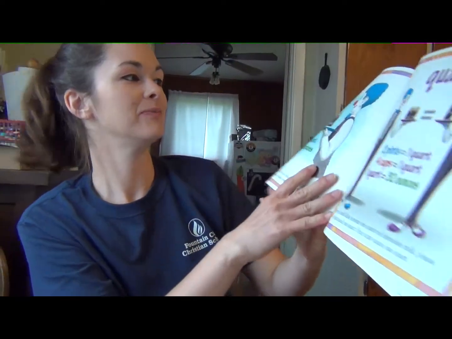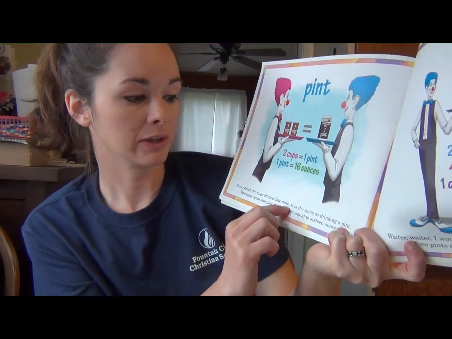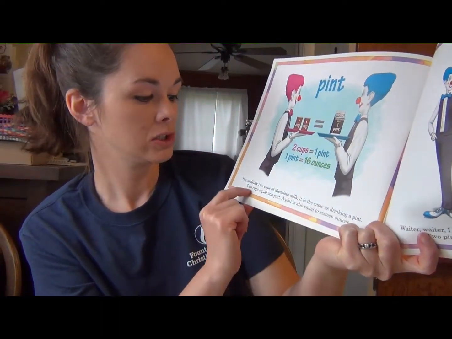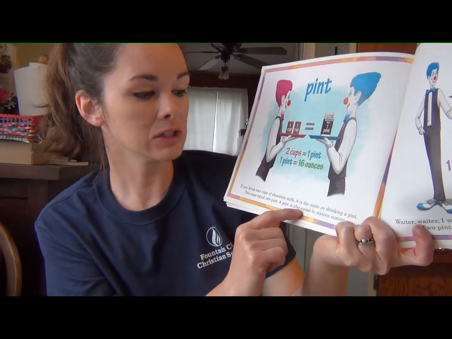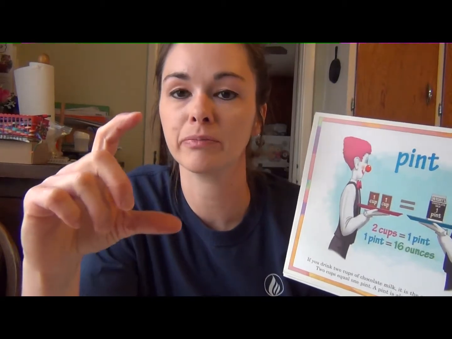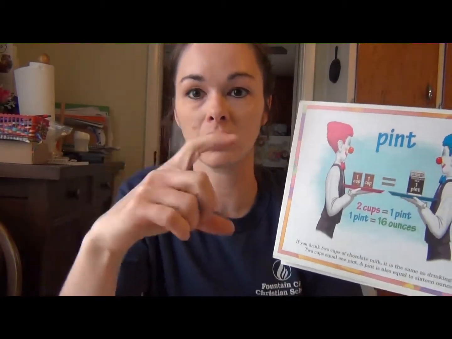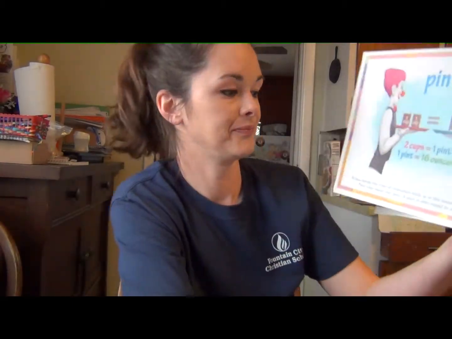Mmm, delicious. 1 pint. If you drink 2 cups of chocolate milk, it is the same as drinking a pint. 2 cups equals 1 pint. A pint is also equal to 16 ounces. Okay, you know the little cartons of milk you get at school for lunch? Those are half pints, so that is 1 cup. So if you drink 2 cartons of milk at lunch, you're drinking 2 cups of milk.